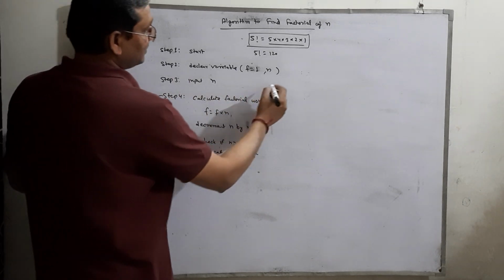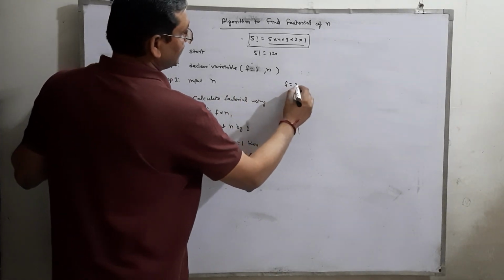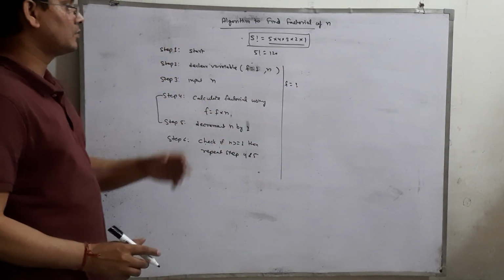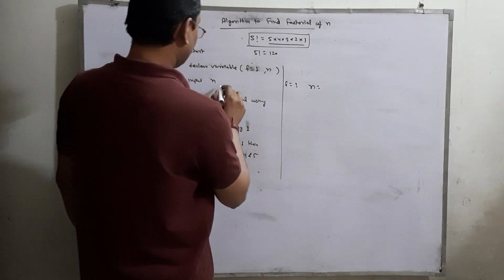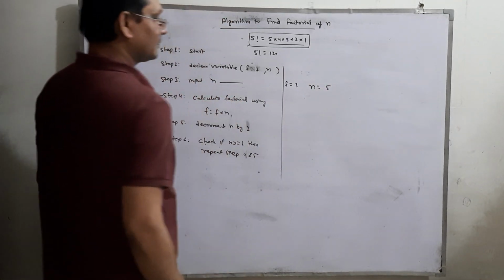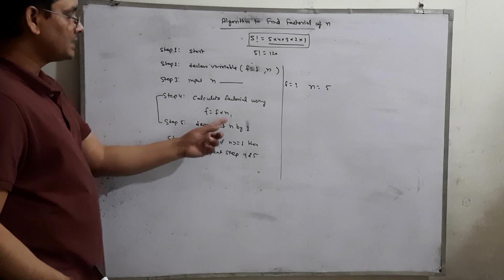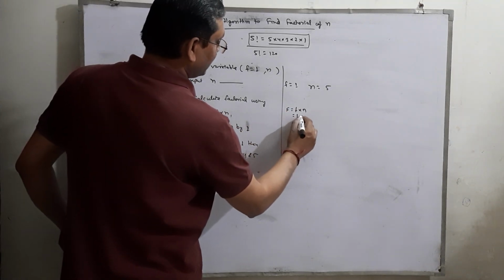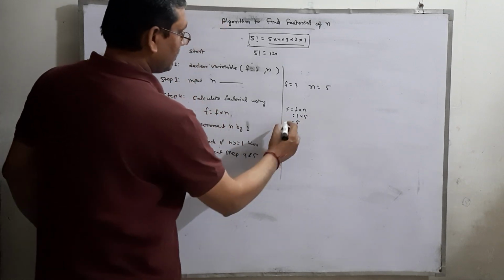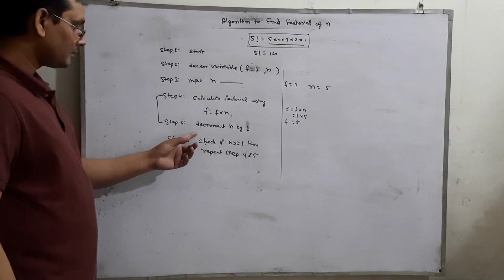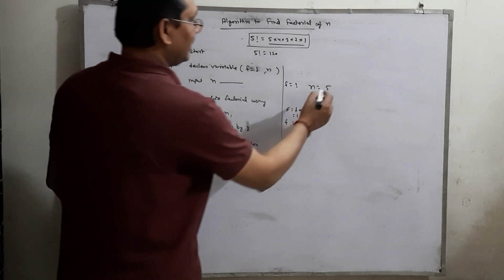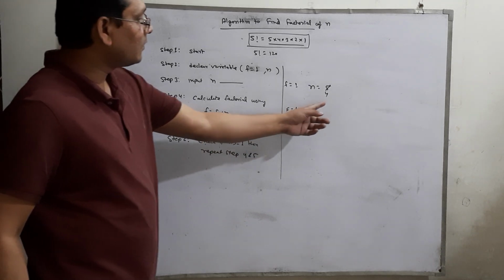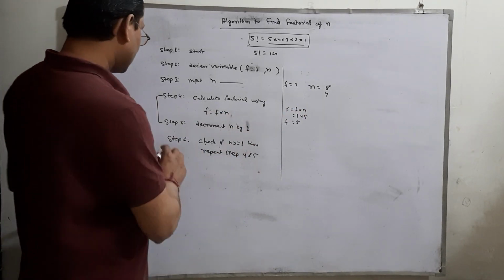See how it is possible. Let f is equal to 1. According to this algorithm, f is equal to 1. Let n be 5. Calculate f is equal to f into n. That is 1 into 5, that is 5. Now f becomes 5. Decrement n by 1. n becomes 4. Is n greater than or equal to 1? 4 is greater than or equal to 1. Yes. Then go to step 4.